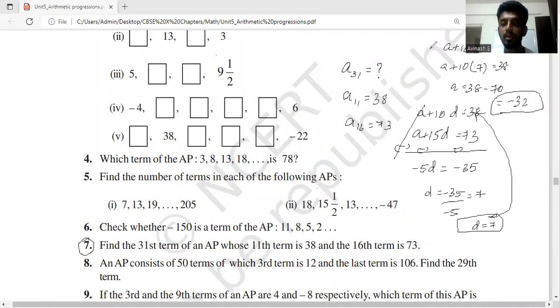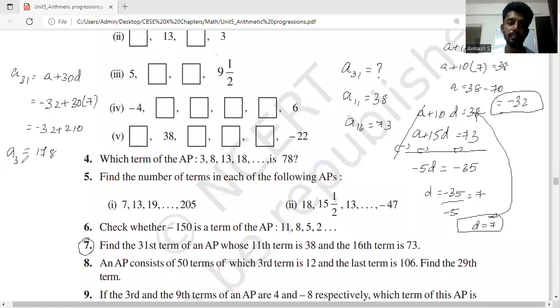A is minus 32 and D is 7. But we are supposed to find A31. I'm doing it on the left side. We are supposed to find the 31st term. So the 31st term will be A plus 30D. So A we have got as minus 32 and 30 into D, we have got D as 7. So this will be minus 32 plus 210. So we'll be getting the value as 178. So this is the 31st term.